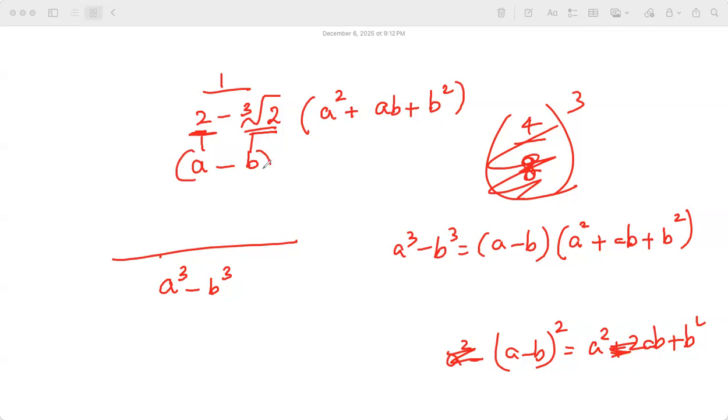Now, this is the best way. Now, if I multiply by this, let the numerator have all the irrationals. Nobody is bothered.